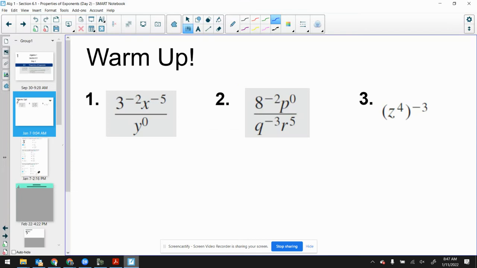All right, here we go. So again, we went through all the properties that we learned yesterday. Let's use those properties to solve these first three problems.